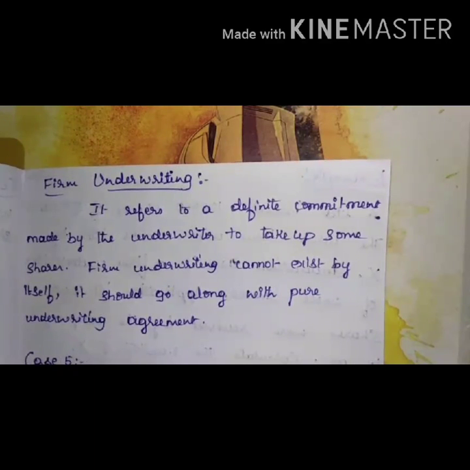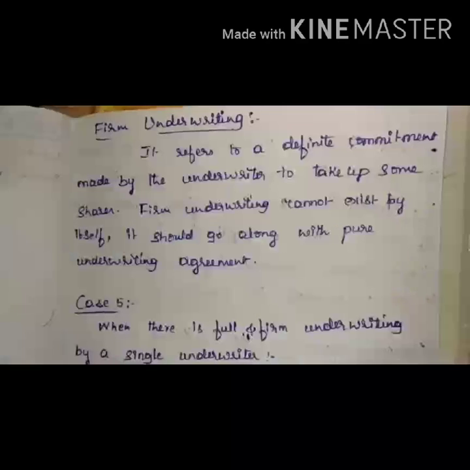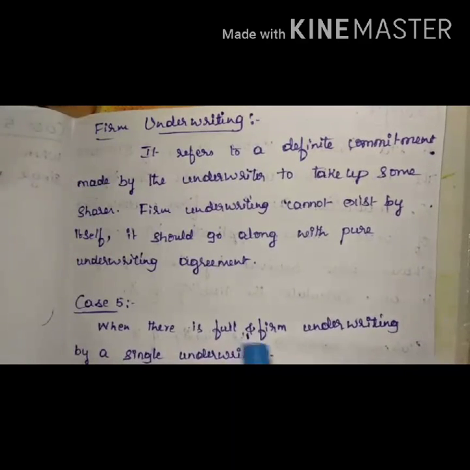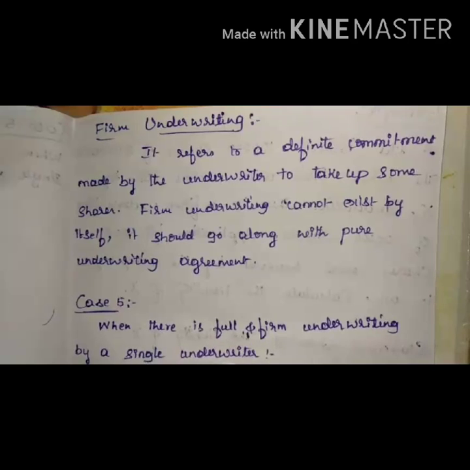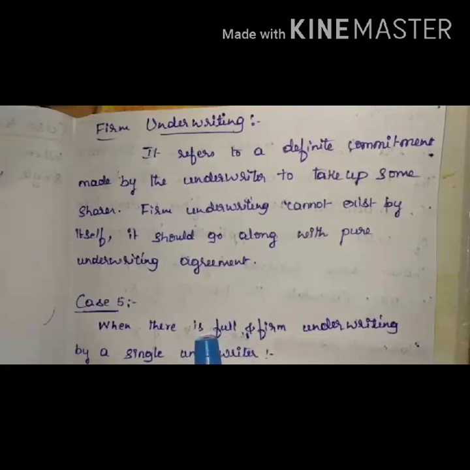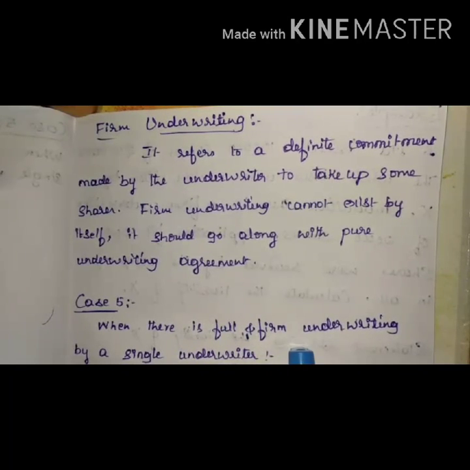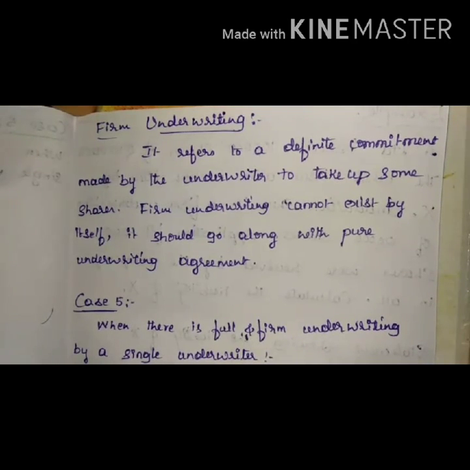In this case, underwriters are bound to take up shares under firm underwriting in addition to the liability arising out of open underwriting. We'll see this with an example. That is case 5. When there is full and firm underwriting by a single underwriter. Full underwriting means underwriting is for the whole of the issue. Firm underwriting means underwriting is to take up some shares, a specified number of shares.